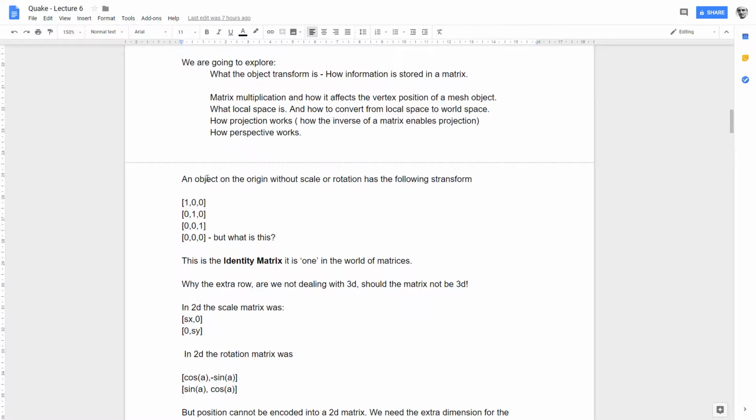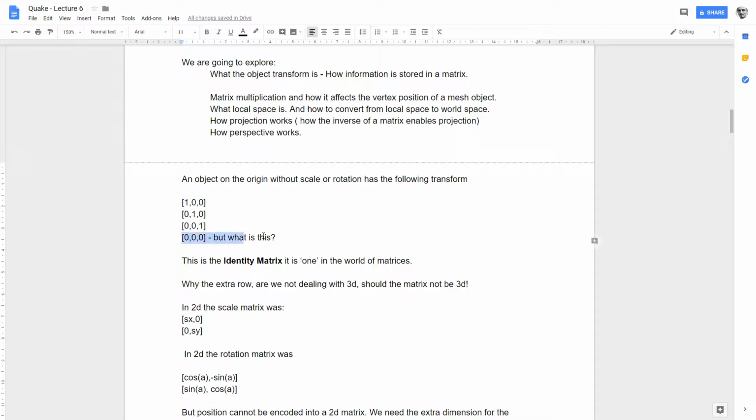So this is the object without scale or rotation, and it has the following transform. So we have a 1 0 0, a 0 1 0, and a 0 0 1, and then we have a bunch of zeros at the bottom. And we're dealing with 3D. So the question is, why have we got this extra 4th row?